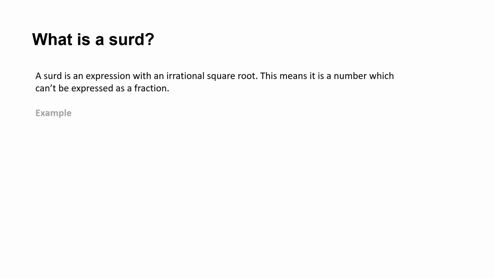So let's have a look at what this actually means with an example. A surd would be something like root 2 or root 3 or root 5. These don't have nice integer values or even fractional values. Whereas if we had something like root 4 or root 9, this would be 2 or 3. These can be expressed quite nicely.